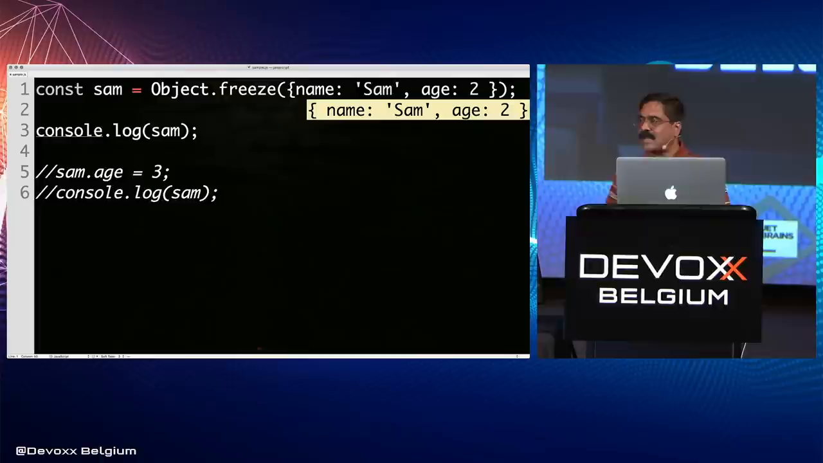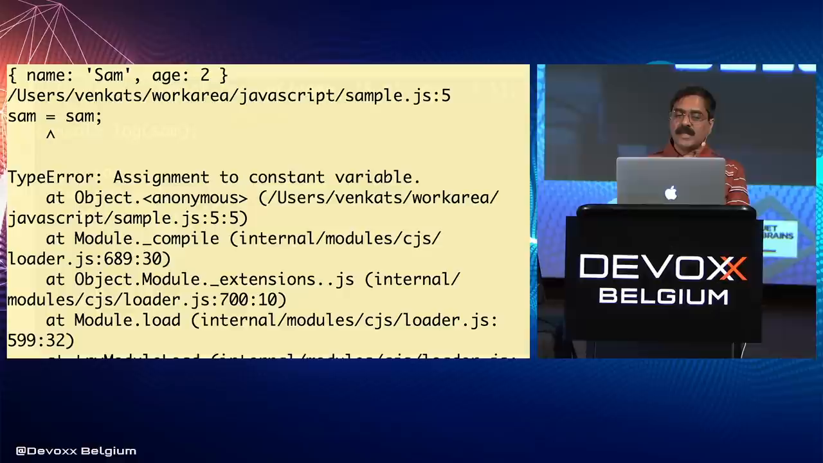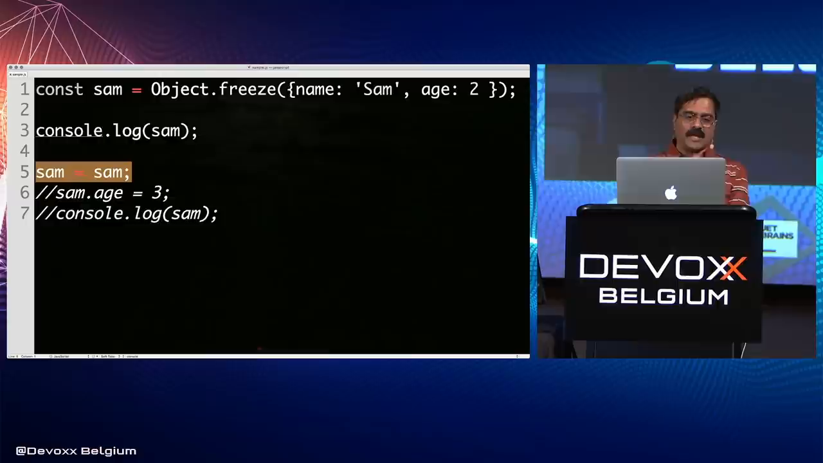So this is nothing to do with constant. This gives you an ability to freeze an object. Now, when you do this, of course, the object Sam is frozen, and of course, the reference is constant as well. So you know that you cannot do Sam equal to Sam. That will not work. Line number 5 is failing. But of course, you know line number 5 is failing because of the const over here.